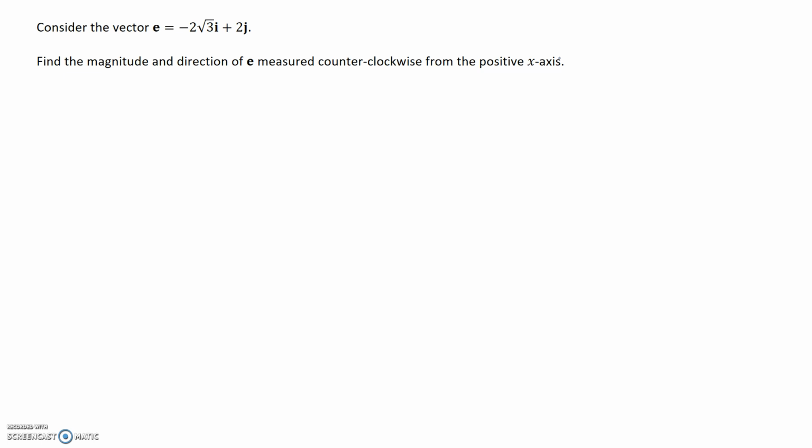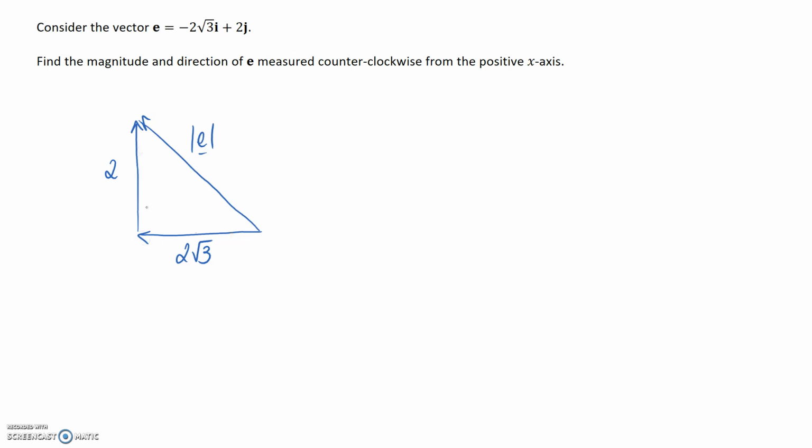Alright, so let's start by making a sketch of what this vector actually looks like. It has a negative x component, which means it's going to point back to the left. And it has a positive y component, so it's going to point upwards. The length of this one here is 2 square root 3, and the length of this one here is 2. What we're looking for in terms of the magnitude is the length of this line in here, so I'll label it as E with the bars around it, meaning magnitude.